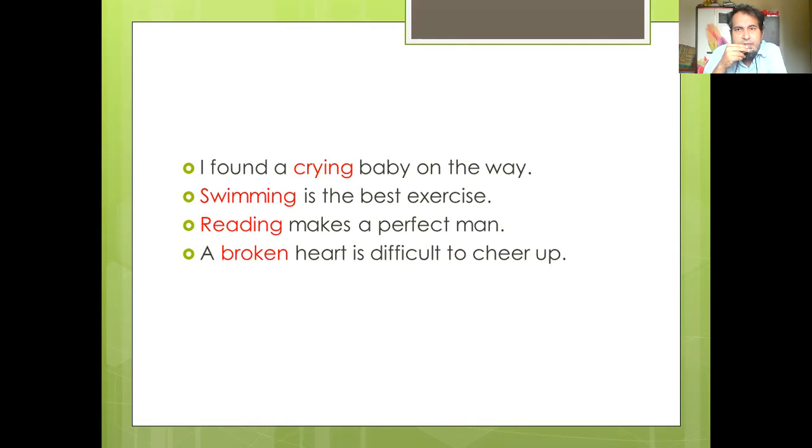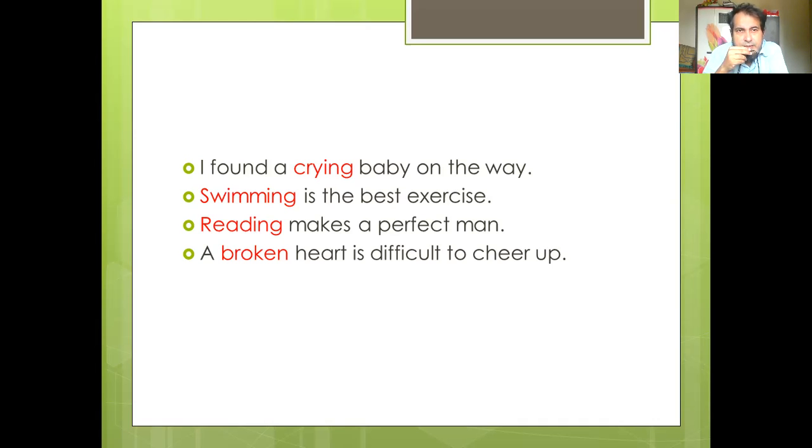Now let's see some of the examples. In these examples, both gerund and participles are present. The first one is, I found a crying baby on the way. What was the state of the baby? It was a crying baby. And also look carefully at the red colored words.